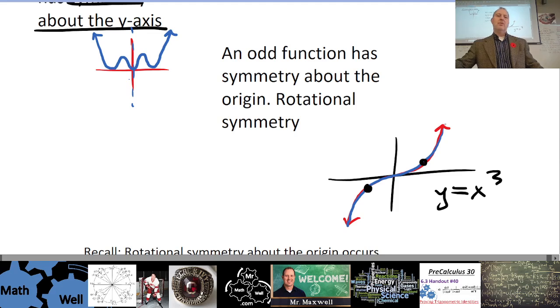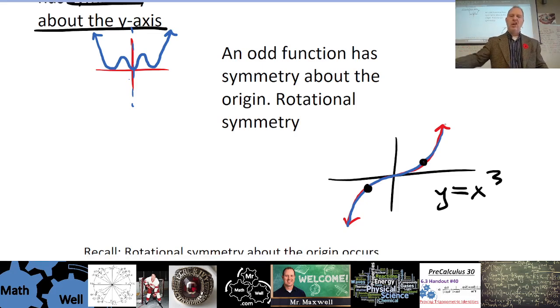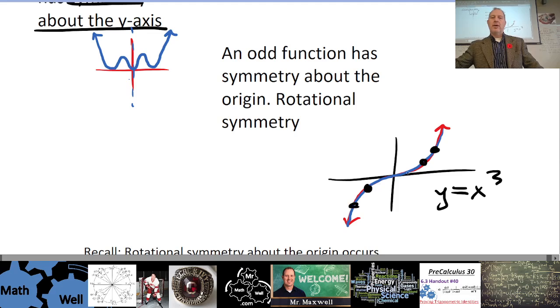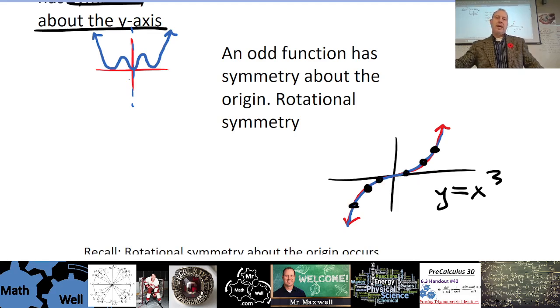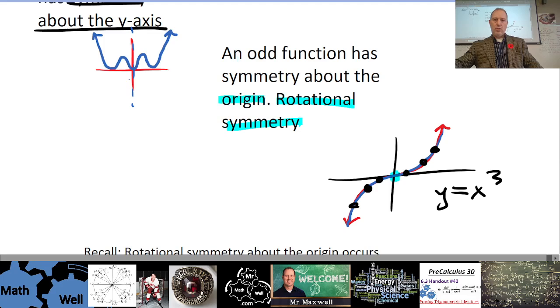And if we did that to any values, +5, -5, +17/2, -17/2, we would get points that are symmetrical about the origin. What's important to note is that it is rotational symmetry about a point. The origin is a point. So it has point symmetry, which is rotational symmetry. Hopefully you can see that with y equals x cubed. So we have vertical line symmetry about the y-axis for even, and we have point symmetry about the origin, which is rotational symmetry.